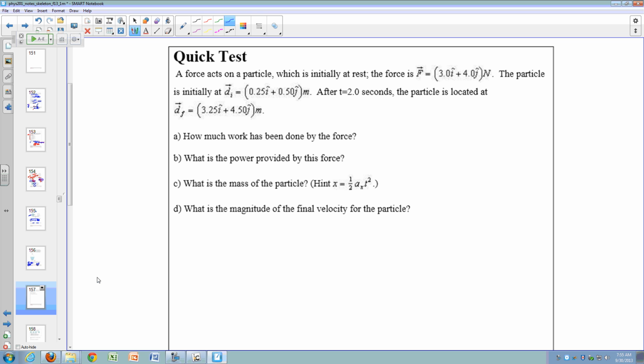All right, so a force acts on a particle, which is initially at rest. There's the force. The particle is initially at that position, and then after 2 seconds, it is at that next position. I just want you to do part A right now. How much work has been done by the force? And then I'll help you with part B, because we haven't defined power yet.